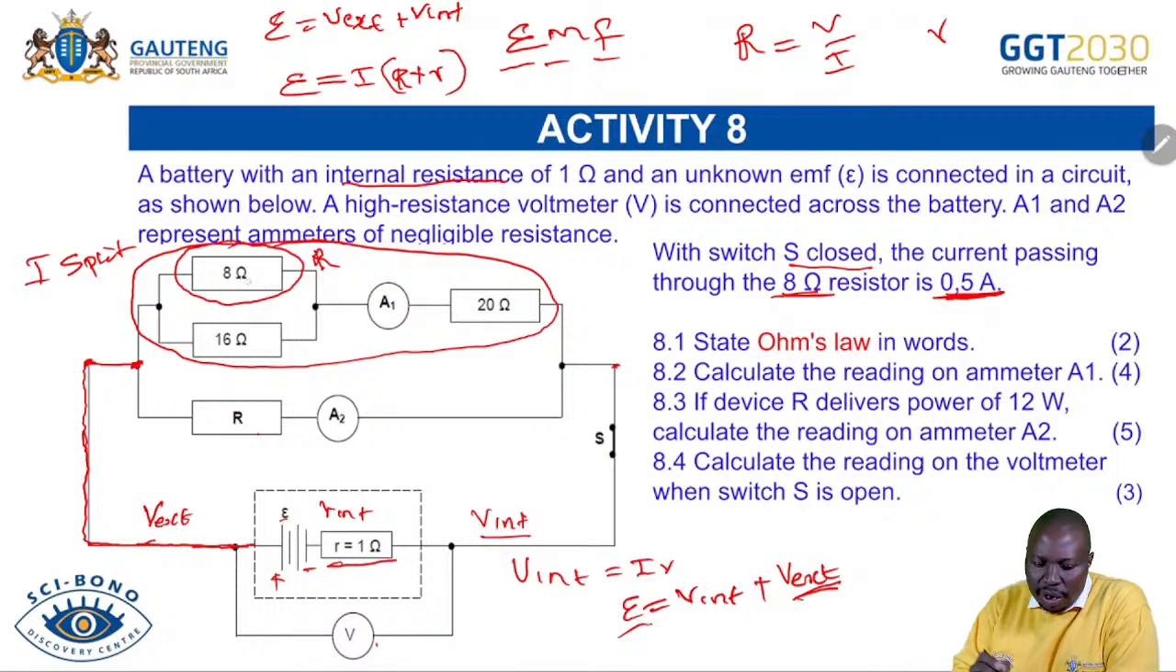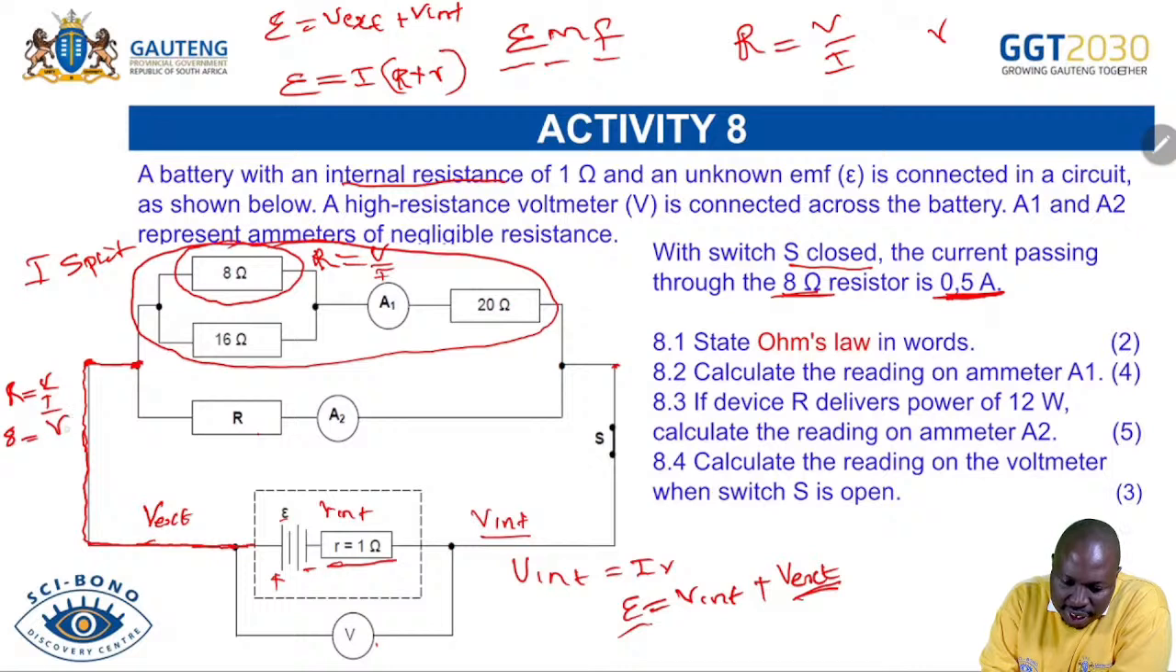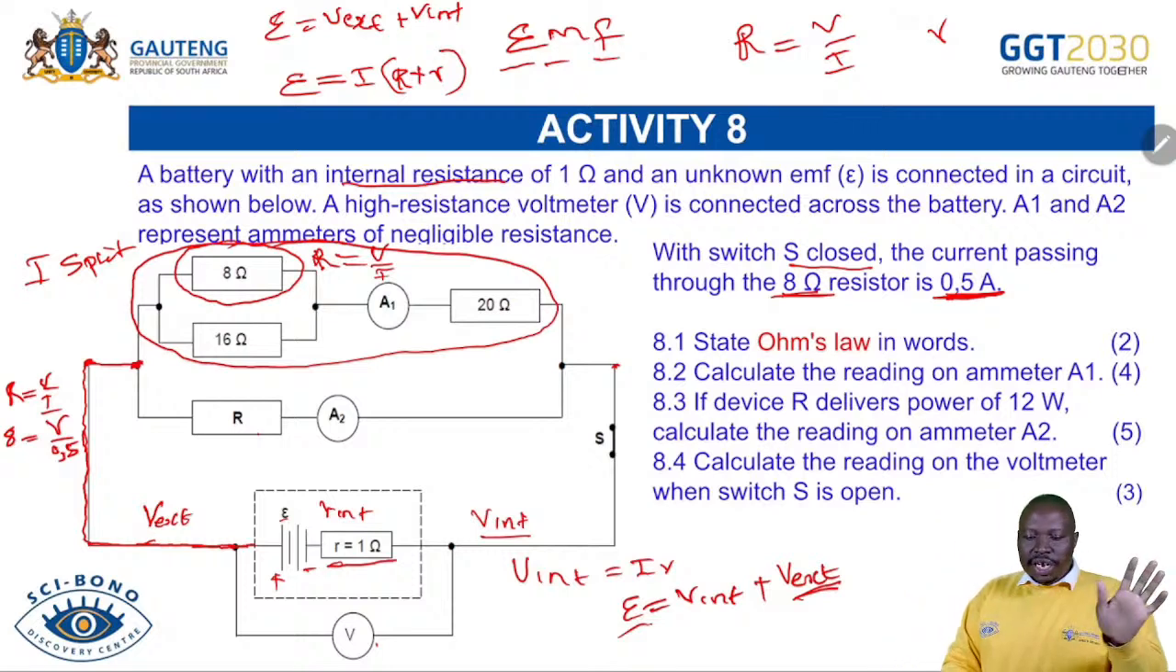How so? You're going to say, okay, for the 8 ohm, I know R equals V over I. You know that R equals V over I. You know the R is 8. You don't know V, but you know that the current is 0.5. So immediately when you have 2 known variables, you calculate the third one, and that will help you in solving the entire problem that we are having.